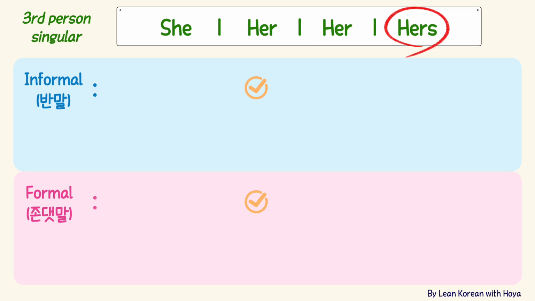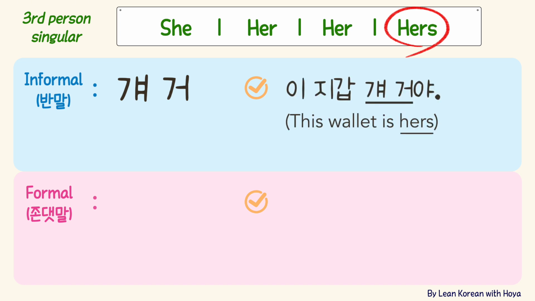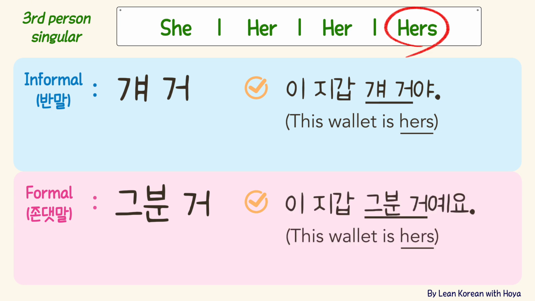The next one is hers. The informal version is 걔거. This wallet is hers. 이 지갑 걔거야. The formal version is 그분 거. 이 지갑 그분 거예요.